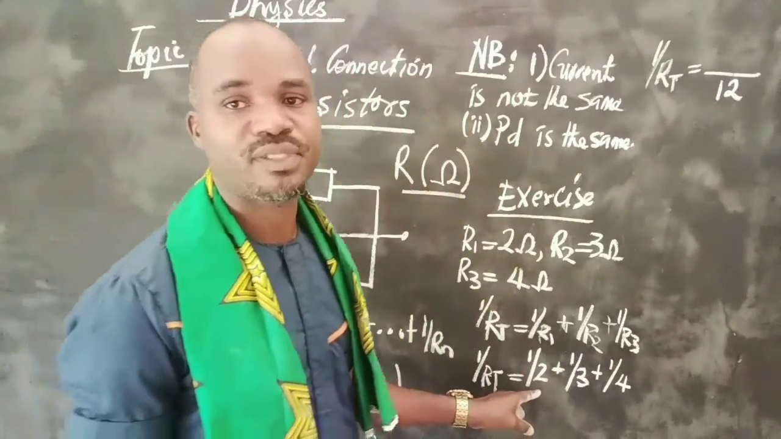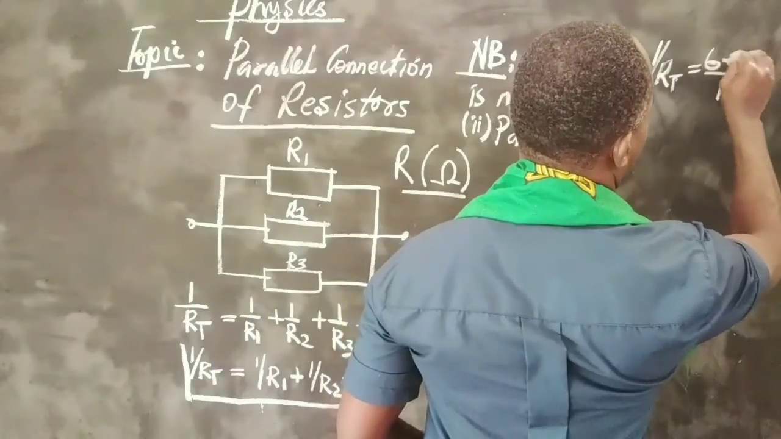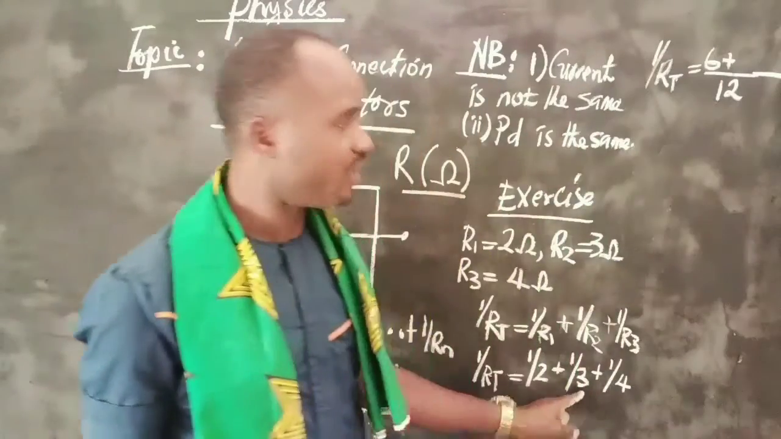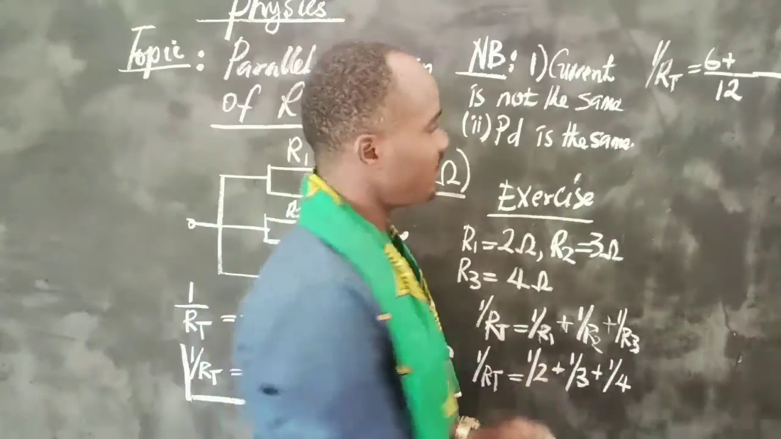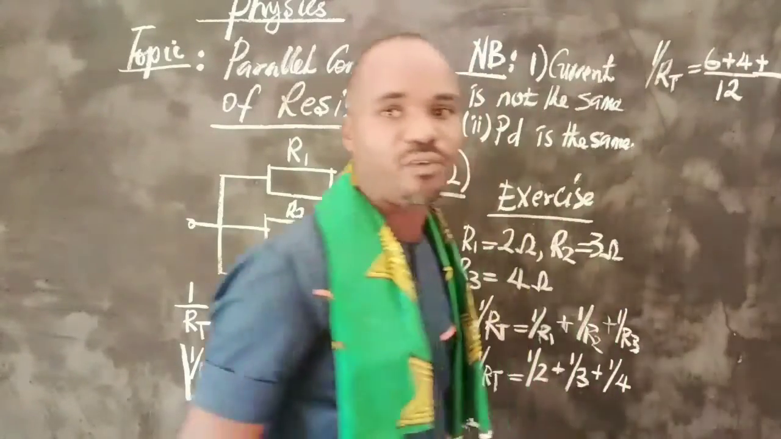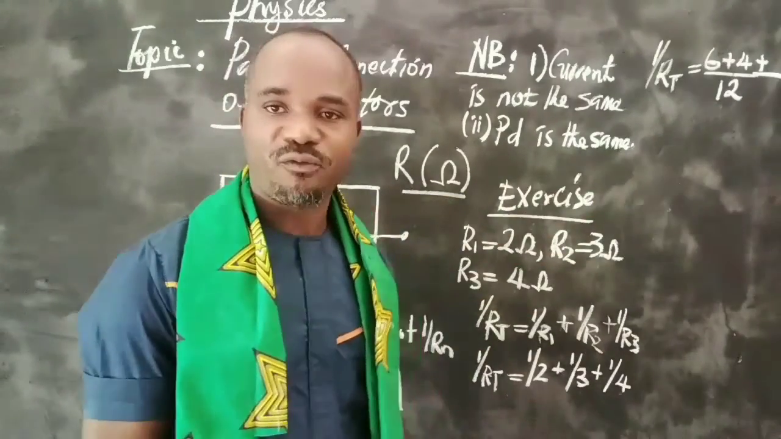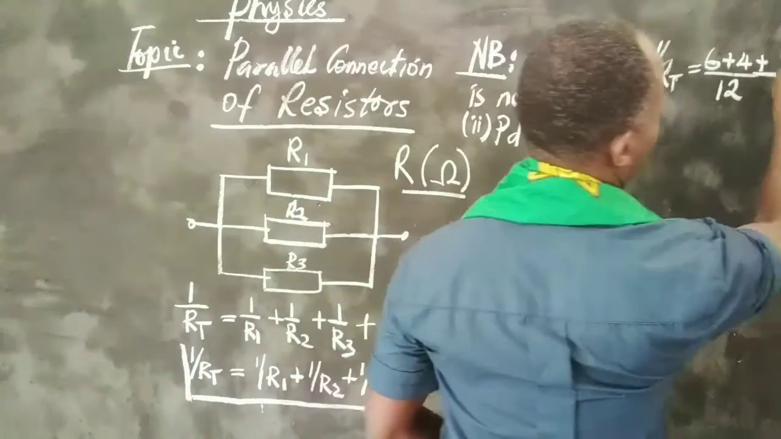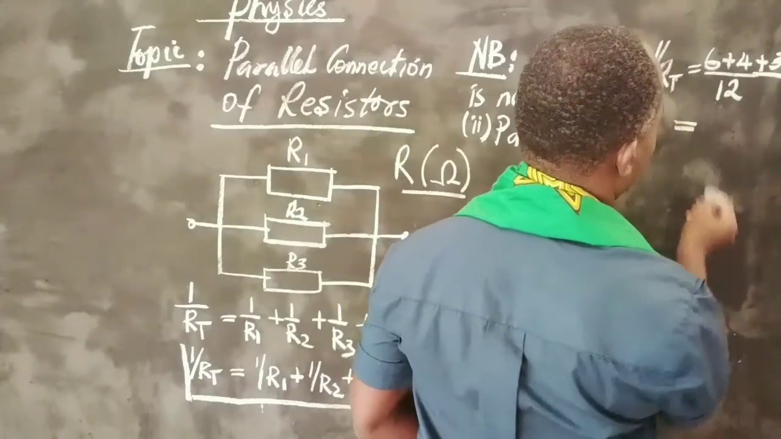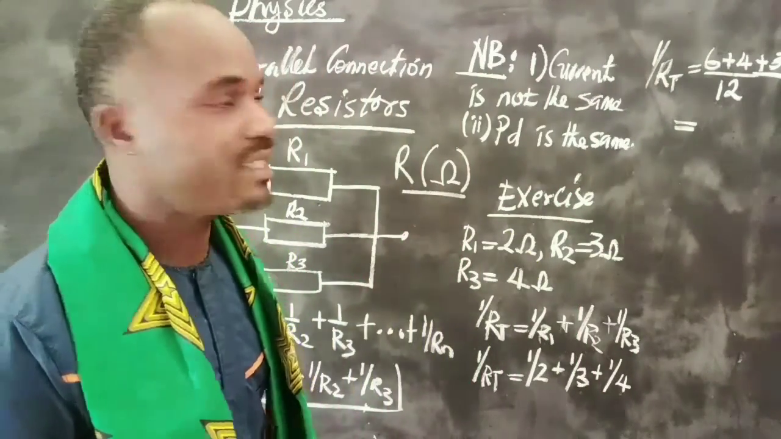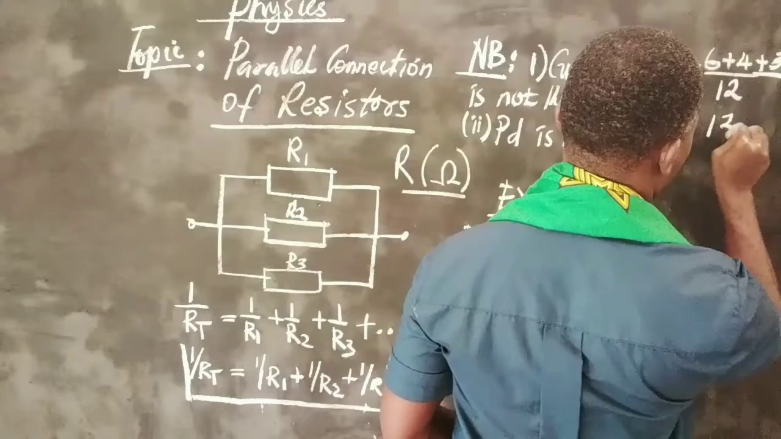12. If 2 divides 12, we have 6. 6 multiply 1 will give 6. Plus, if 3 divides 12, we have 4. 4 multiply 1 is 4. Then if 4 divides 12, we have 3. 3 multiply 1 will give 3. So that is it. You can see we are halfway through. So 6 plus 4 is 10. 10 plus 3 is 13. So we have 13.